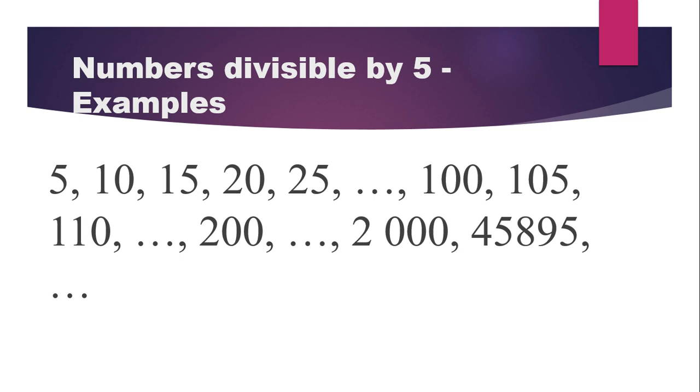We have 5, 10, 15, 20, 25, 100, 105, 110, 200, 2000, even the large number 45,895. That number is pretty large, isn't it? Yeah, but it still doesn't matter, because once it ends with 5, we know that that number is exactly divisible by 5. So it's quite simple. Once a number ends with 0 or 5, no matter how large that number is, we can tell that it is exactly divisible by 5.